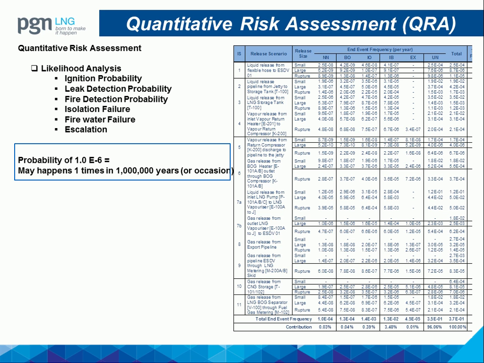So if I've been running the plant for 10 years, and I got the probability of 1 to the power minus 6, it does not mean there would not be anything happening for the remaining 999,990 years from now. That's not true, because if it's probable to happen, it can happen now, tomorrow, or 1,000 years from now. So please use a good description for this.